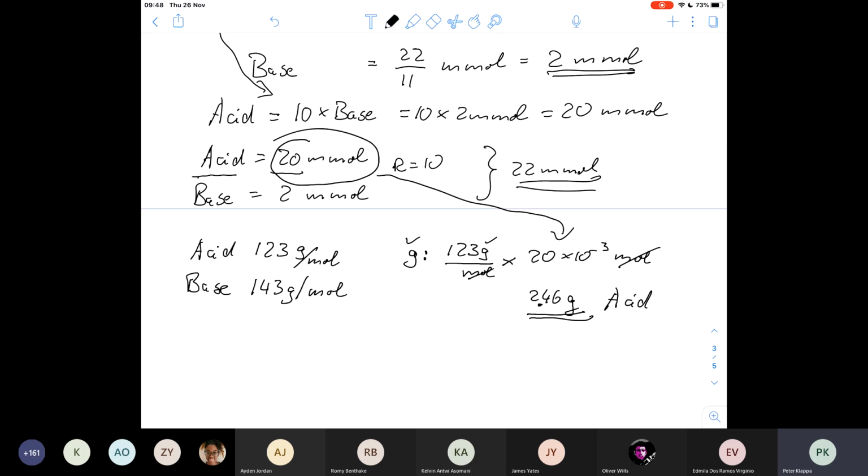And we do the same thing for the base. So gram, we have 143 gram per mole. We want the grams, so that's in the right place. We need to get rid of the moles, so we multiply it with 2 times 10 to the minus 3 mole. And we get, what do we get?